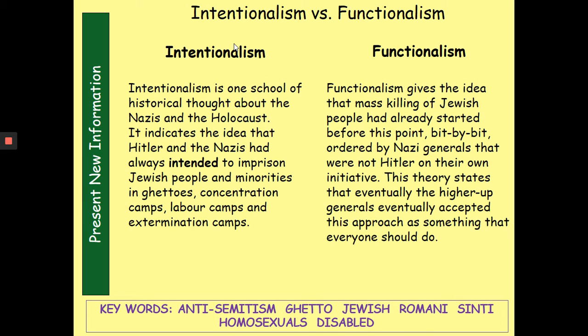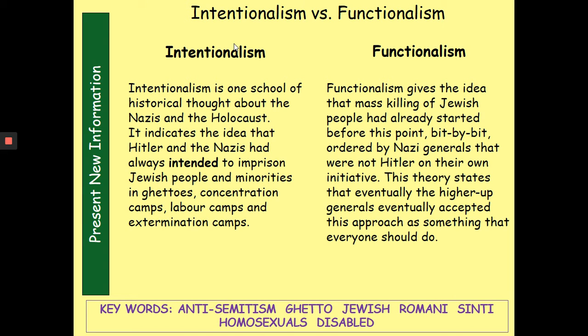So intentionalism is one school of historical thought about the Nazis and the Holocaust. It indicates the idea that Hitler and the Nazis had always intended to imprison Jewish peoples and minorities in ghettos, concentration camps, labor camps, and extermination camps. So some people think that that was their plan from the very beginning.